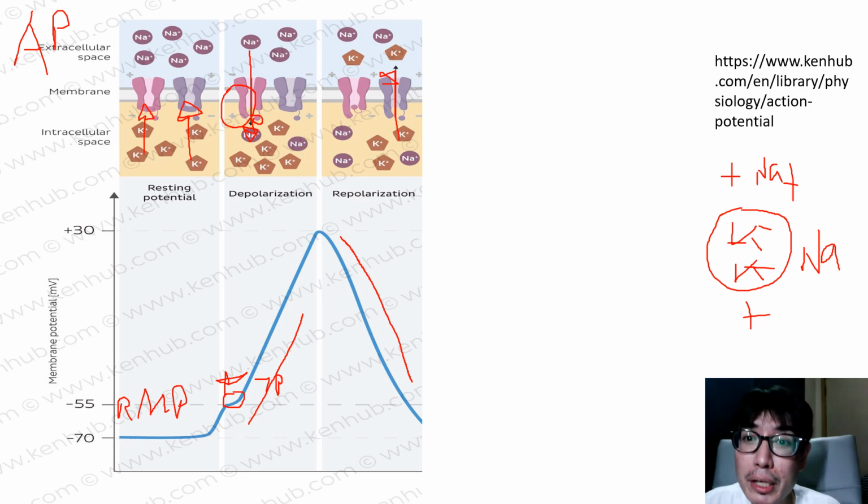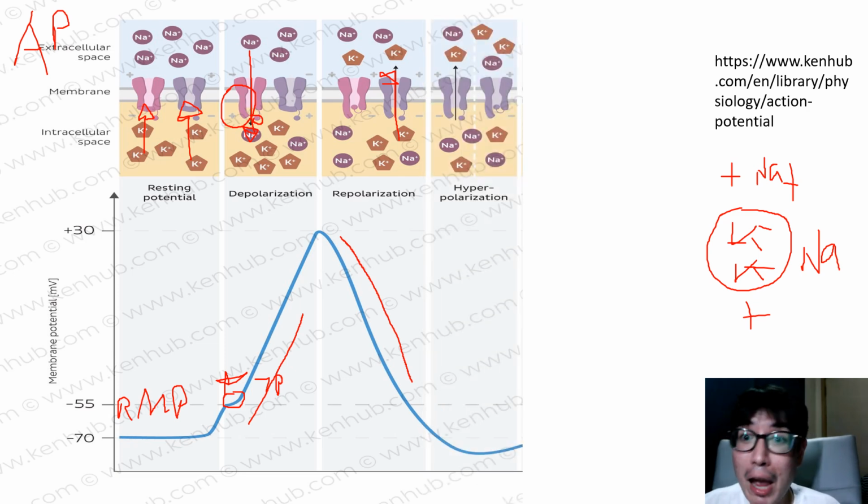Interestingly, for a brief period of time after repolarization, the conductance of potassium ions will be even higher than at rest, and the membrane potential becomes even more negative than usual. This is called the hyperpolarizing after potential stage, or undershoot.